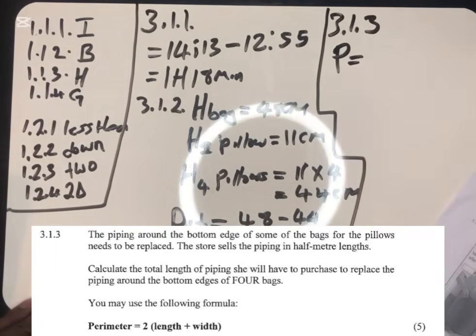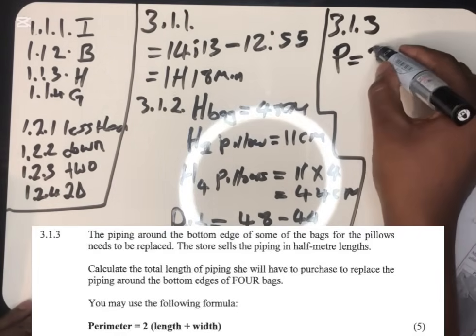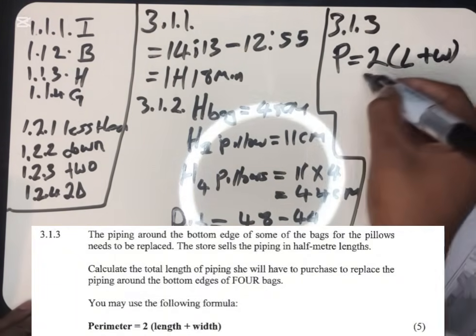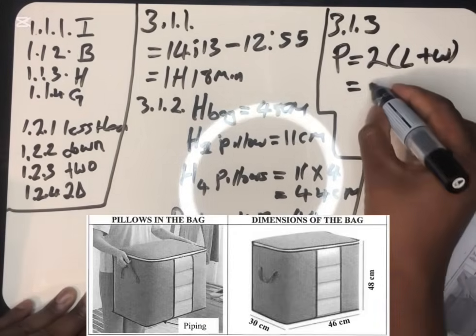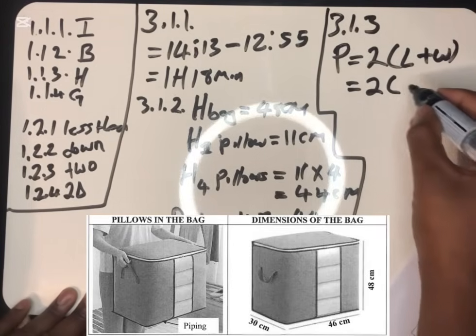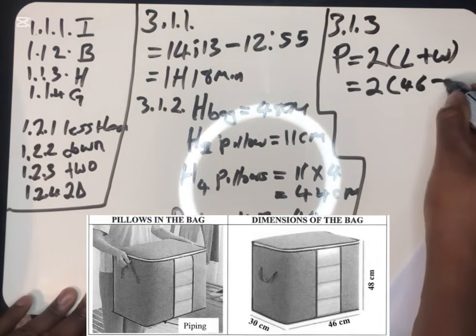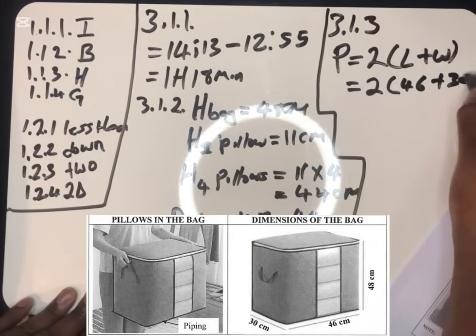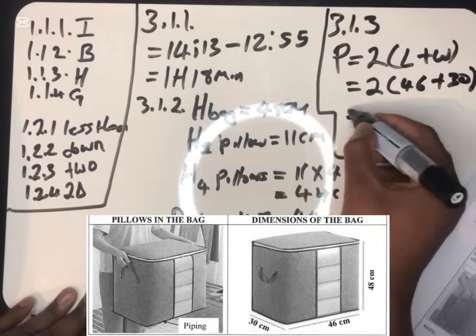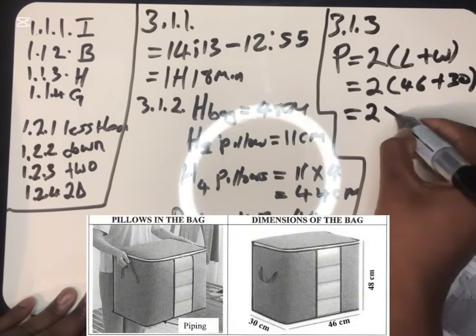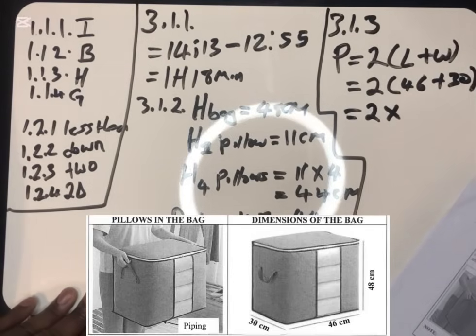Perimeter is the distance around, okay? Perimeter is equal to 2 multiplied by length plus width. So if you check here, we are going to say 2 multiplied by the length of a bag. If you look at the length of a bag here, it is 46, plus the width of a bag, which is given as 30. So the brackets mean multiplication: 2 multiplied by 46 plus 30.